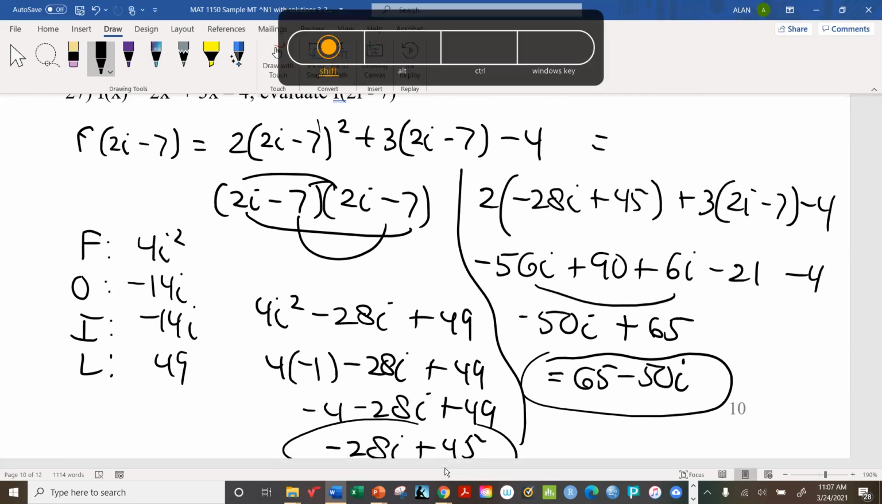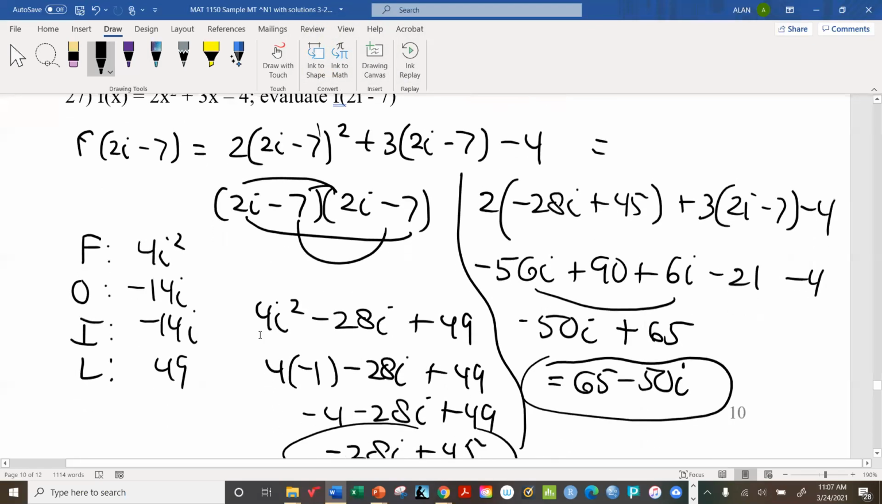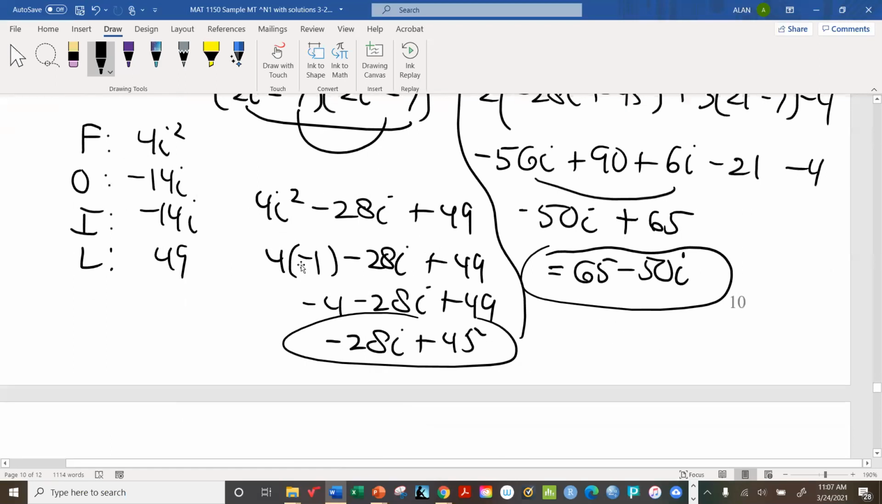Ooh, that was tricky. But again, remember, this took advantage of our knowledge of the fact that i squared is negative 1. So otherwise, we would have had quite a messy expression. Instead, it's simplified very nicely. That's always good. When things are simpler, they're always better.